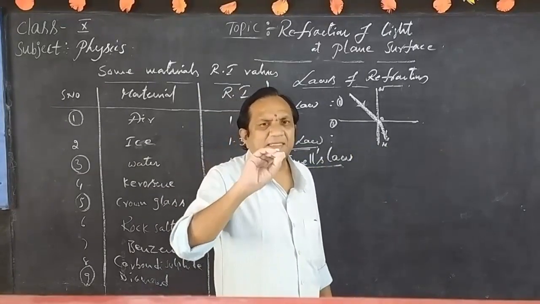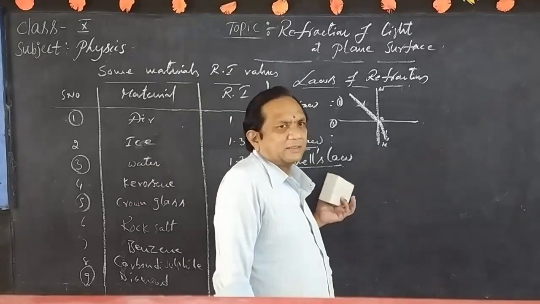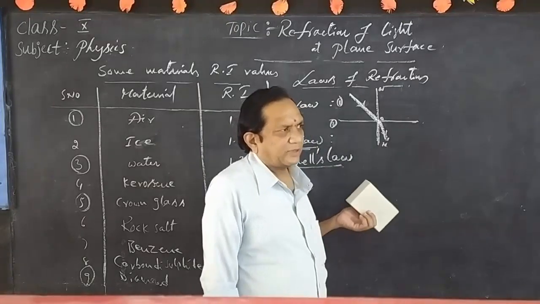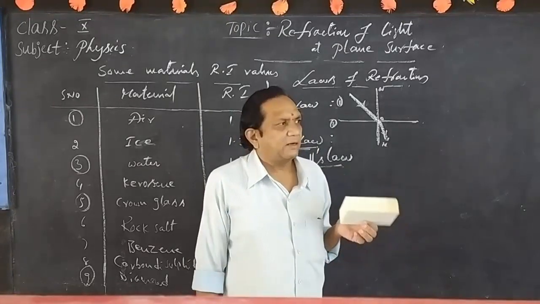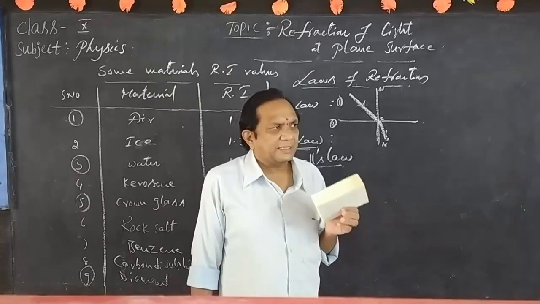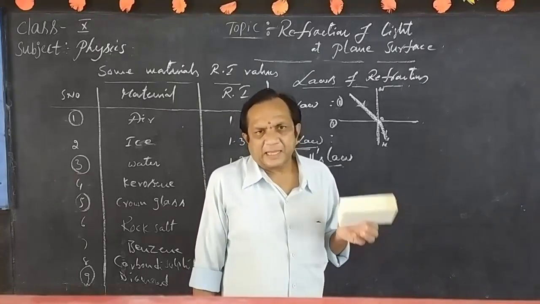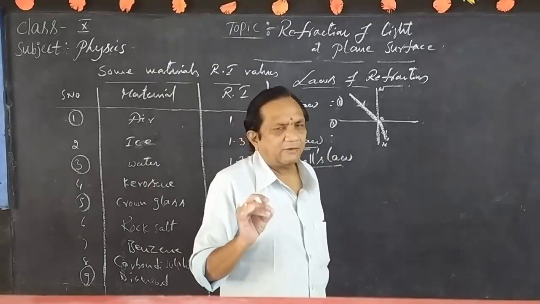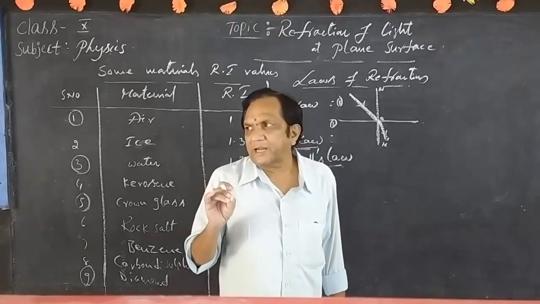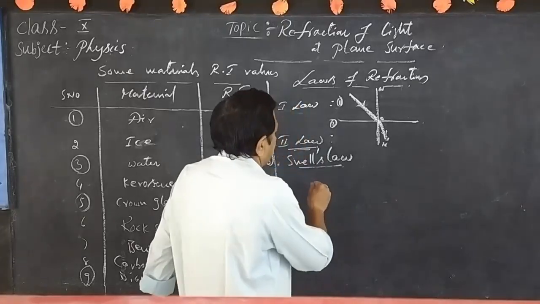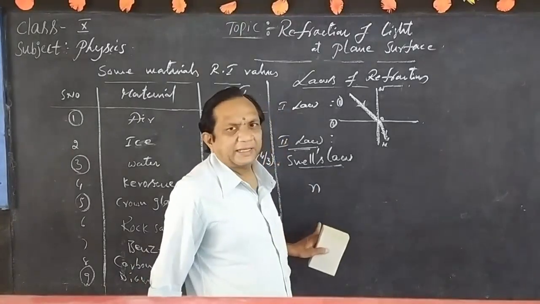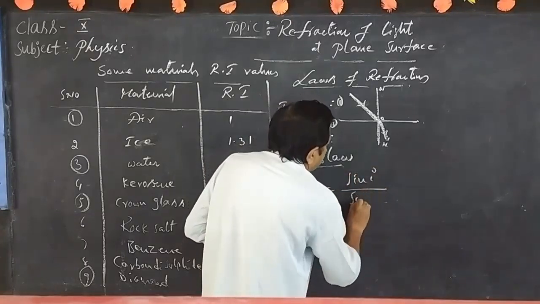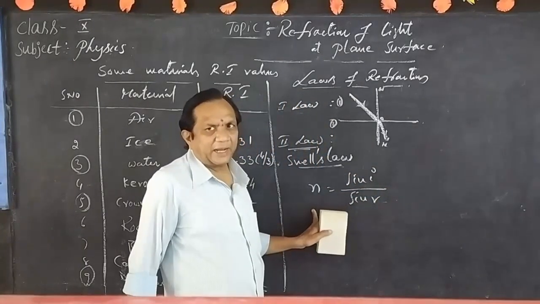Once again I repeat, Snell's law is sometimes asked, or sometimes the second law of refraction is asked. Whatever question is asked, the answer is the same. The ratio between the sine of the incident angle and the sine of the refracted angle is constant. That constant is equal to the refractive index n. So n is equal to sin i by sin r.